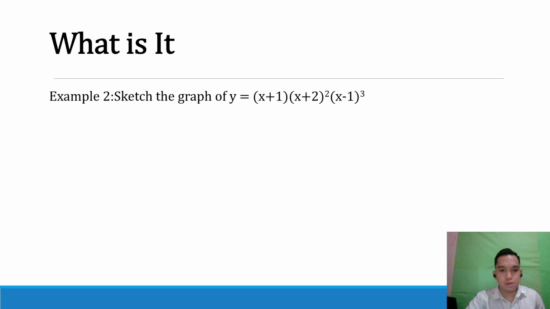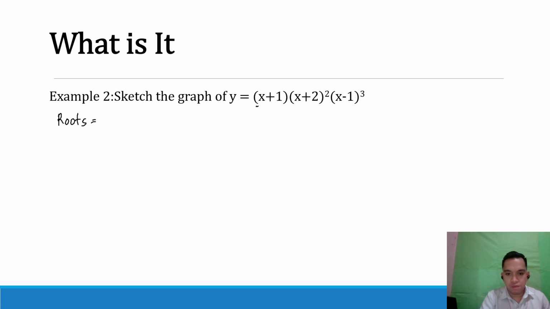Okay, example 2, sketch the graph of y equals quantity of x plus 1 times quantity of x plus 2 squared times quantity of x minus 1 cubed. Okay, so dito sa example number 2 natin, naka-factored form na yung ating polynomial function. So madali na lang hanapin yung roots natin dito. So these are the roots of our polynomial function.